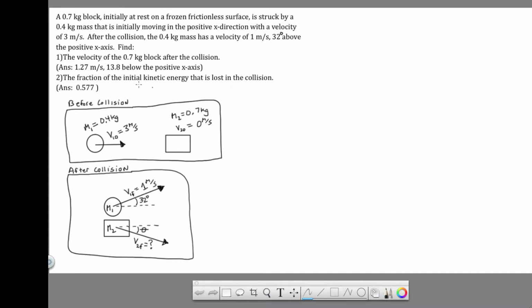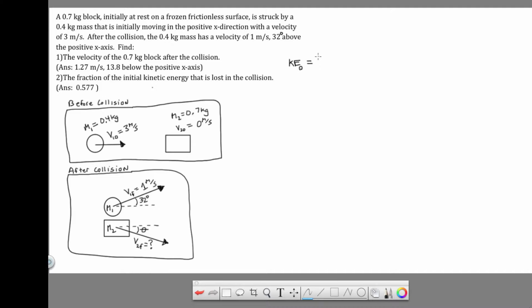So the exact same logic applies with kinetic energy. What we need to do is find out how much kinetic energy was lost in the collision and then divide that by the initial amount. All right, so we got to calculate a couple things here. We first need to find out what is the kinetic energy before the collision. Only one object has kinetic energy before the collision. That's M1. M2 is just sitting here.